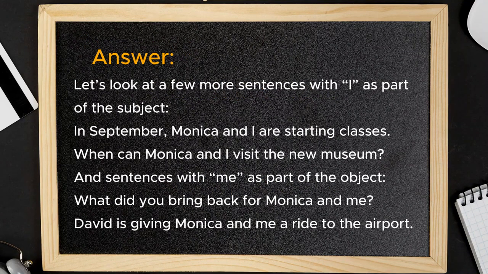Let's look at a few more sentences with I as part of the subject. In September, Monica and I are starting classes. When can Monica and I visit the new museum? And sentences with me as part of the object. What did you bring back for Monica and me? David is giving Monica and me a ride to the airport.